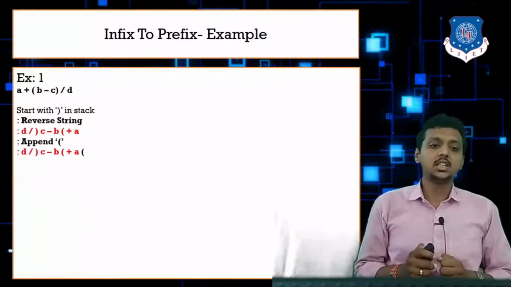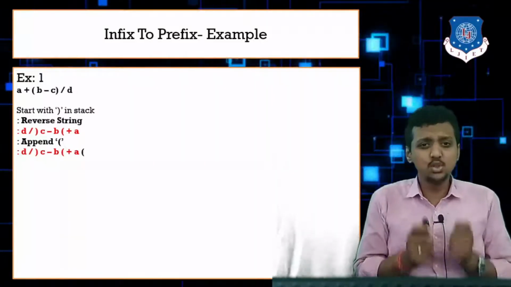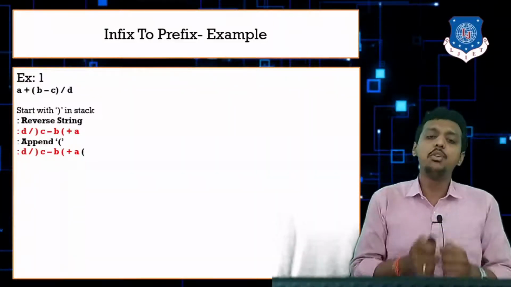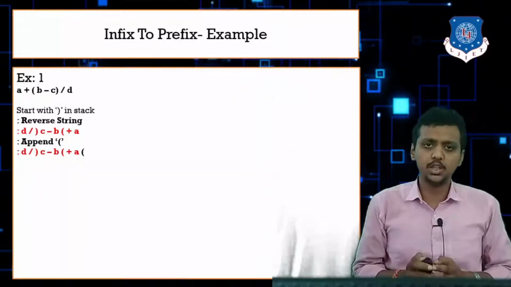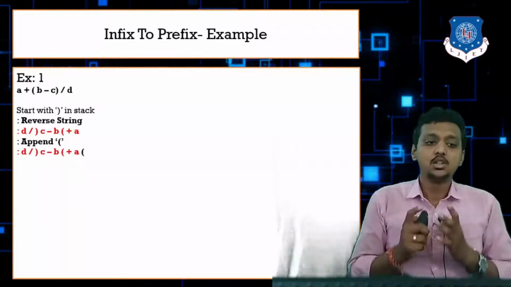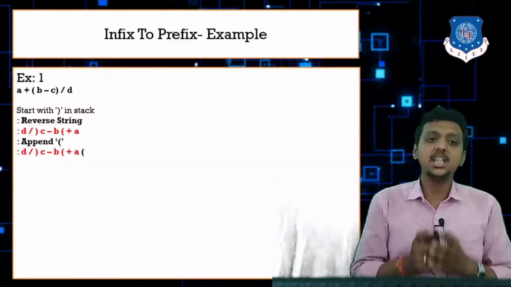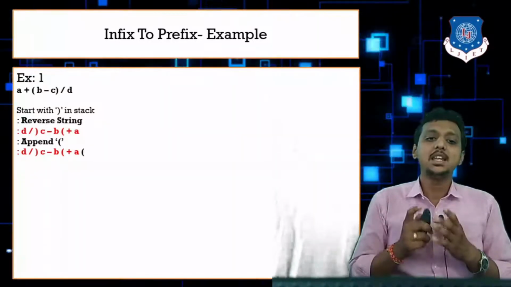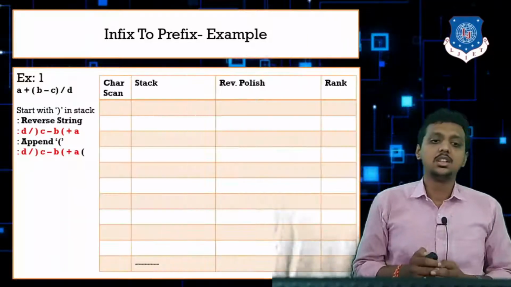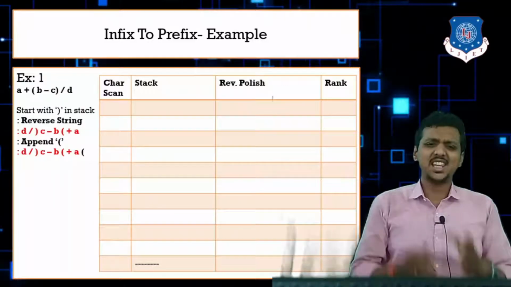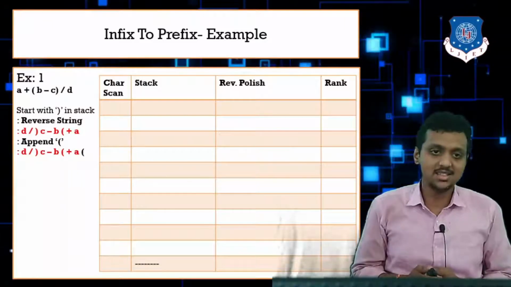Fine. After that, what I need to do is append the opening bracket. See, in infix to postfix, we used to append the closing one, but here we need to append the opening bracket. So I'm just going to append the opening bracket over here after a. So now my whole string becomes d division closing bracket c minus b opening bracket plus a opening bracket. Fine. Now let's make a table. Character scan, stack, reverse polish, and rank: all four columns are as usual.